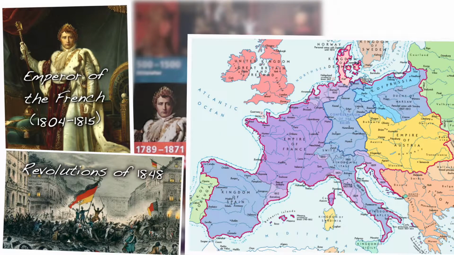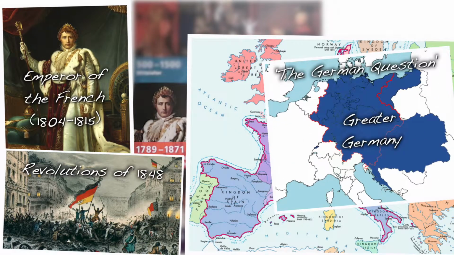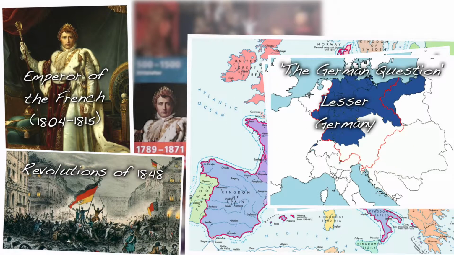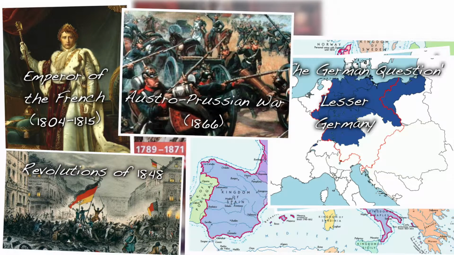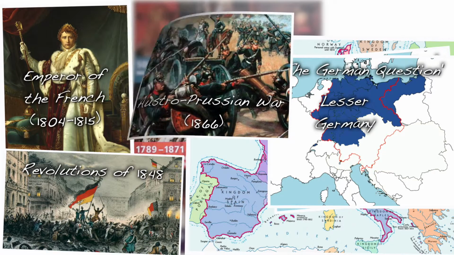The German campaign, calling for a single unified country, introduced the German question, which was whether Germany should exist as Greater Germany, led by Austria and its multicultural empire, or Lesser Germany, led by Prussia at the exclusion of Austria. The question was finally answered with the Austro-Prussian War, which saw Prussia victorious over its old rival.